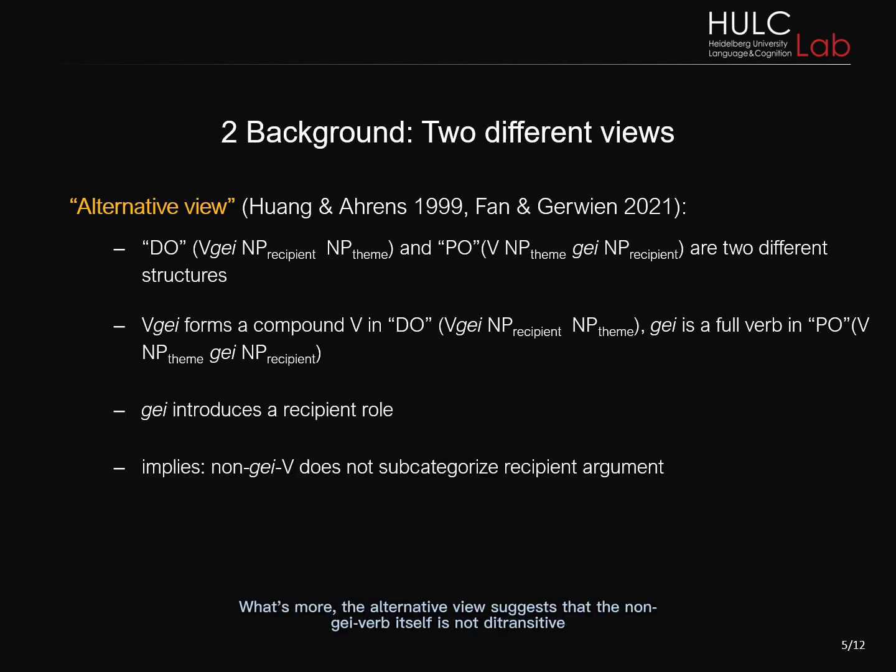What's more, the alternative view suggests that the non-gei verb itself is not ditransitive. It is mainly gei which introduces the recipient role and opens a slot in the sentence for the recipient. That implies that the non-gei verb doesn't subcategorize the recipient argument.